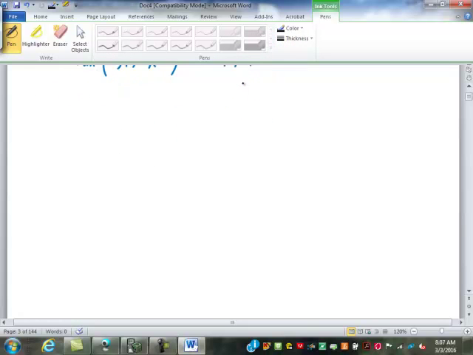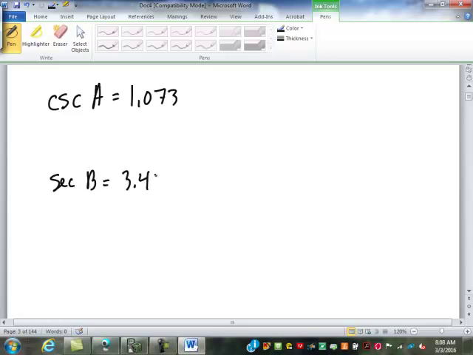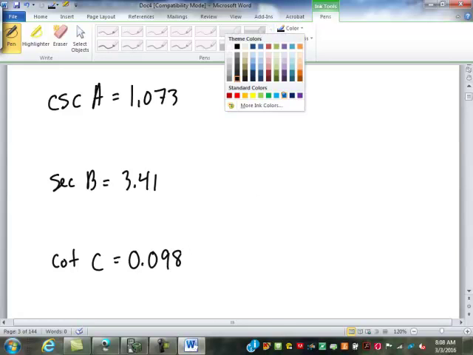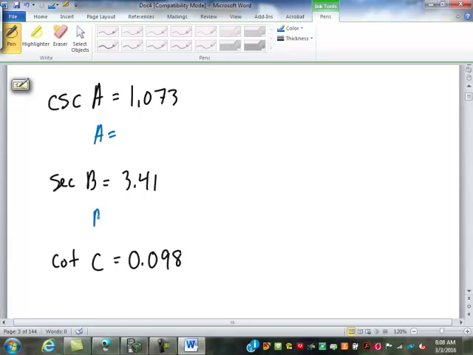So I'm going to have you try a few on your own here. If cosecant of A equals 1.073, secant of B equals 3.41, and cotangent of C equals 0.098. Find A, B, and C.